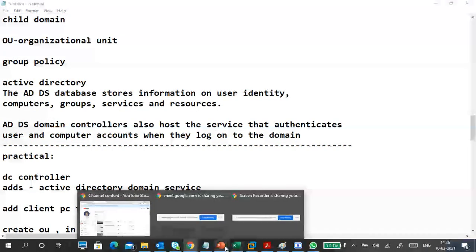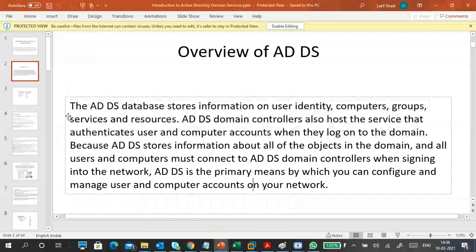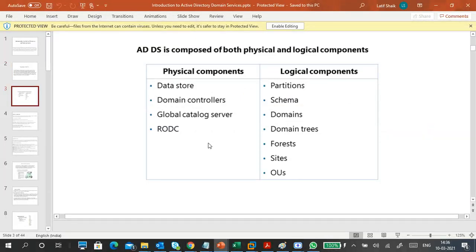Next, we'll go to the definition. There is a physical component and a logical component. Physical component means the server is a physical component. A server contains a hard disk, which is a physical component, where you store the data. A domain controller is a server, a physical component. A global catalog server is also a server, with a global catalog service on it. RODC, the read-only domain controller, is also a domain controller. It means it physically exists.